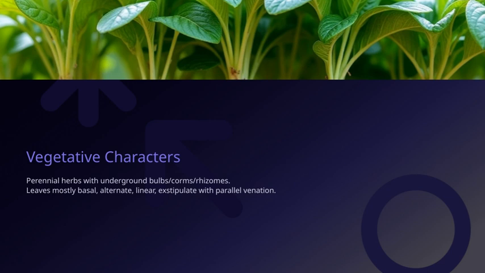They are arranged alternately along the stem, and their shape is mostly linear, which means long and narrow. Additionally, these leaves are exstipulate, so they lack stipules, which are small leaf-like appendages at the base of the leaf stalk. The venation in these leaves is parallel, a key feature often seen in monocots. When we look at these vegetative characteristics together, they help us identify and understand the adaptations of these plants, especially their ability to survive and thrive underground and in various conditions. This is all part of the broader theme of plant adaptations and structural features that support perennial growth.